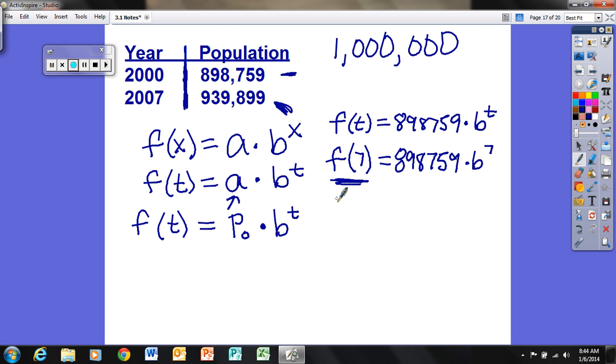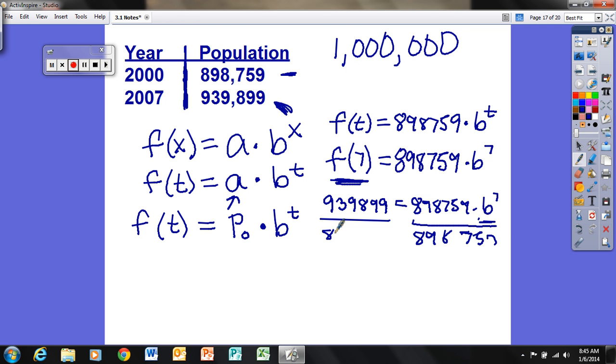So now I can again rewrite this as, I'm going to try and write small here, 939,899 is equal to 898,759 times b to the 7th. And now I'm solving for b. I'm trying to find what my growth factor is so I can write an exponential growth function. Just like you would normally do, we're going to divide both sides by the 898,759.